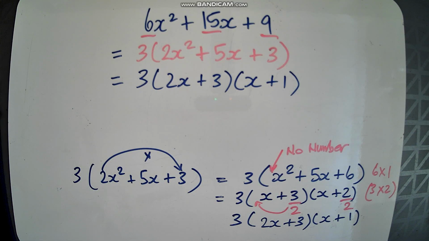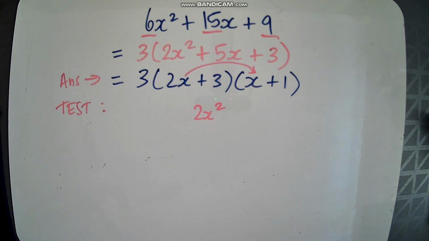Let's test it to see if my method works. FOIL all that out in brackets and then multiply by 3 last. See if it works. So 2x times x is 2x squared. 2x times 1 is plus 2x. 3 times x is plus 3x. And the last one, 3 times 1 is 3.